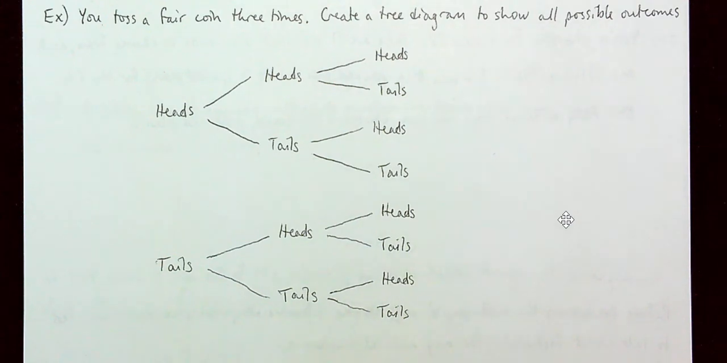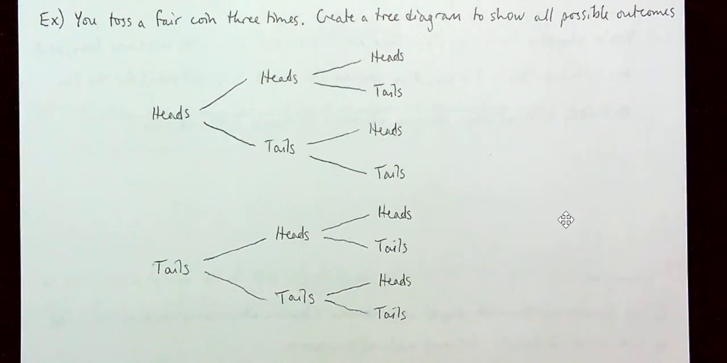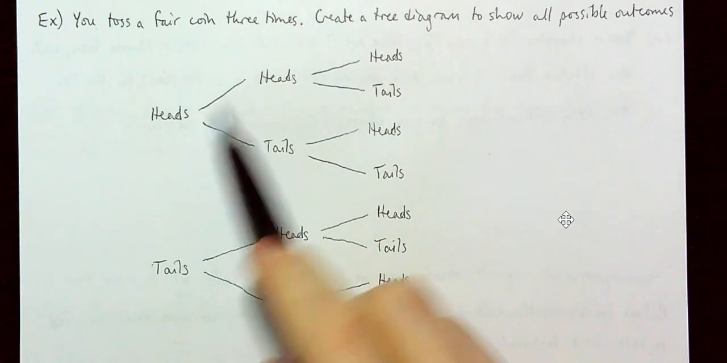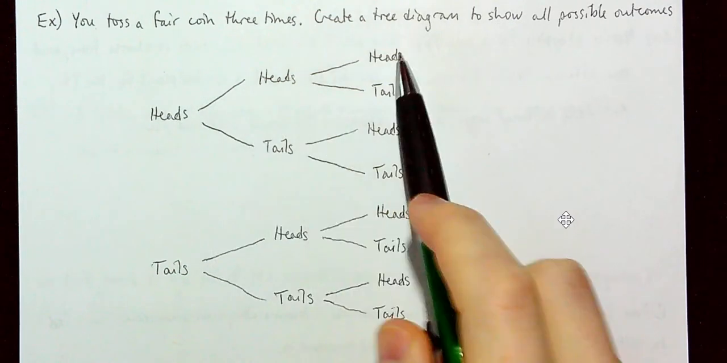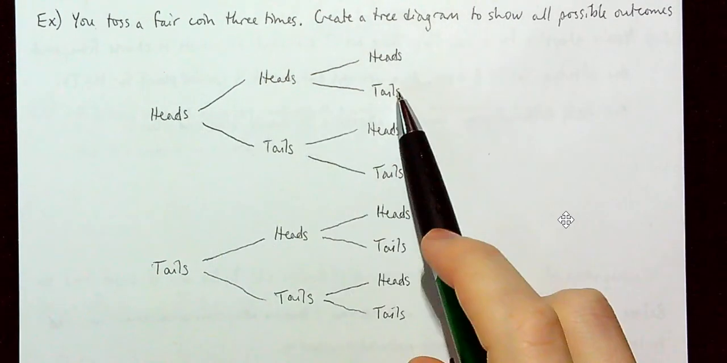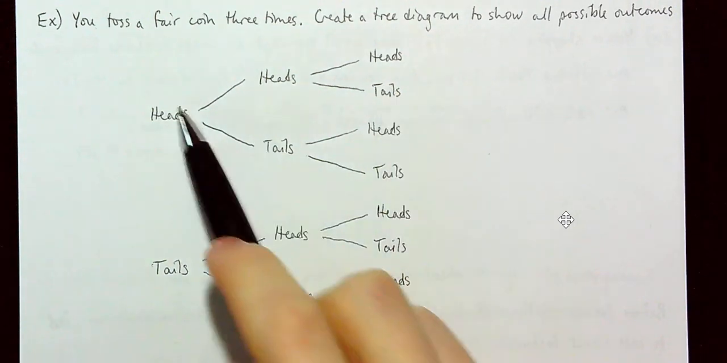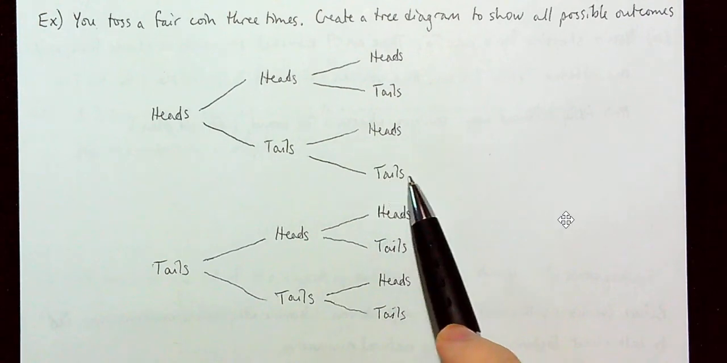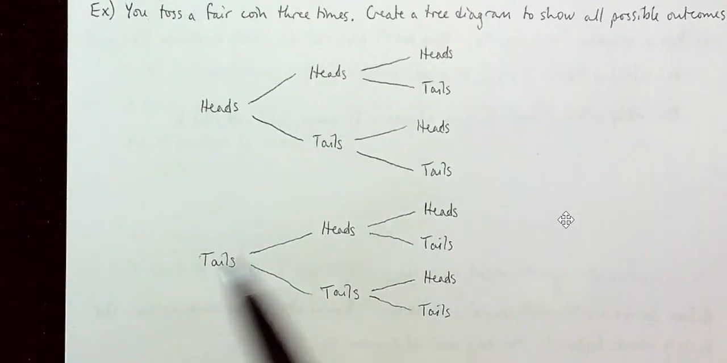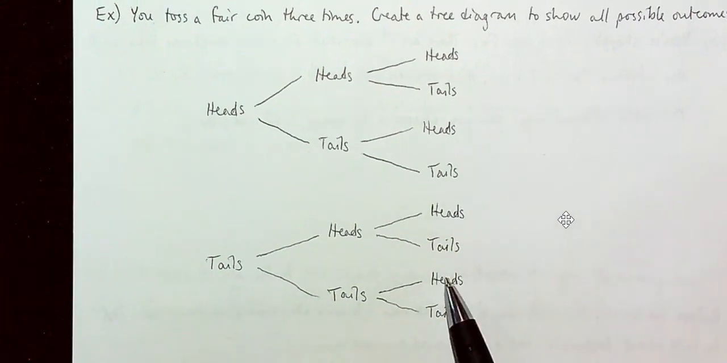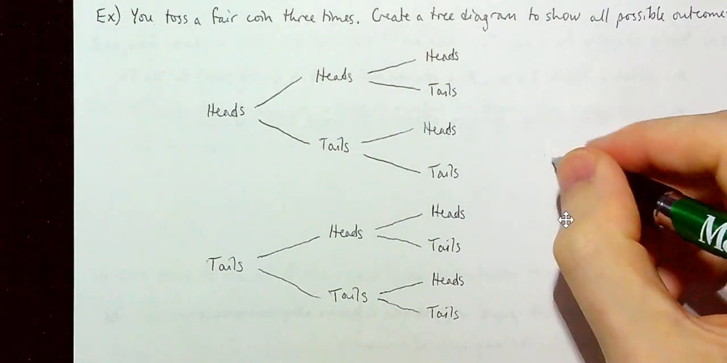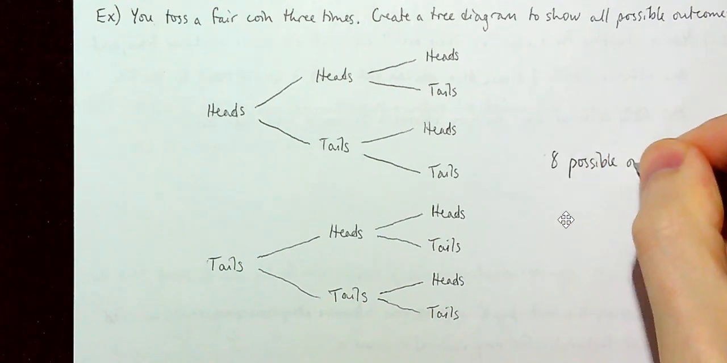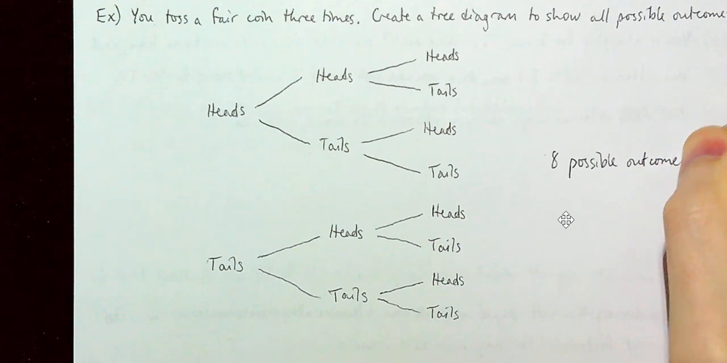How many possible outcomes are there, though? Well, to figure out how many, you just follow the trail of marks here. So heads, heads, heads, that's 1. Heads, heads, tails, that's another one. So we're at 2. Heads, tails, heads makes it 3. Heads, tails, tails makes it 4. And then 5, 6, 7, and 8. So we know that there are 8 possible outcomes.